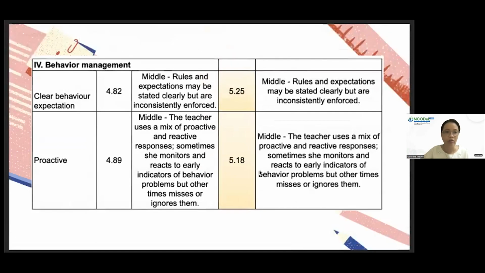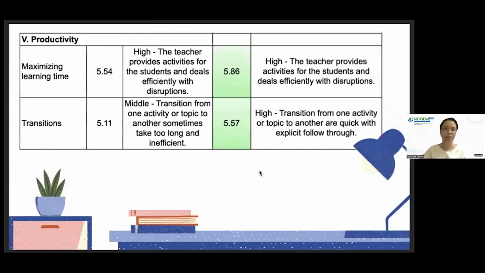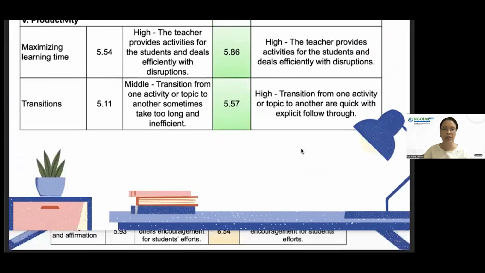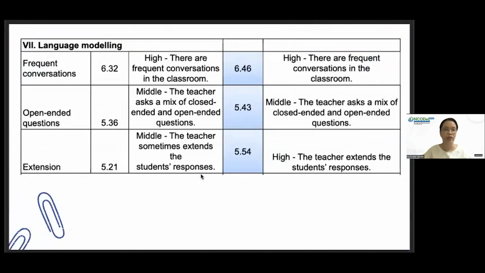For behavior management also, and for productivity. So for each dimension, we have the description of the classroom environment. And then for quality of feedback, the flipped classroom scored better in four dimensions, that is scaffolding, feedback loops, providing information, and encouragement and affirmation. And for prompting thought processes, the conventional classroom scored better than the flipped classroom setup. For language modeling, the flipped classroom setup scored higher compared to the conventional classroom.